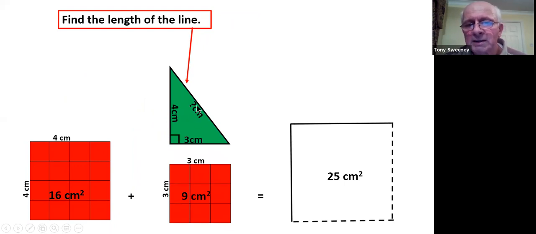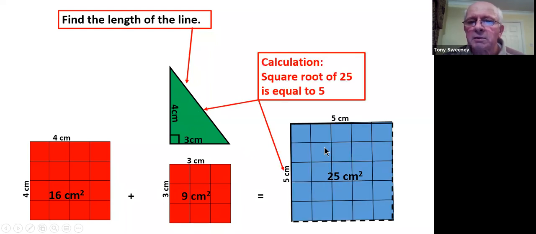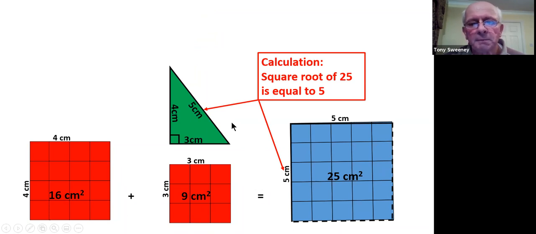Now, in order to get this line, we have to work backwards. We have to get the square root of that number in order to find this line. So here it is. The square root of 25 is 5. 5 centimeters, okay? 5 centimeters multiplied by 5 centimeters is 25 centimeters squared.